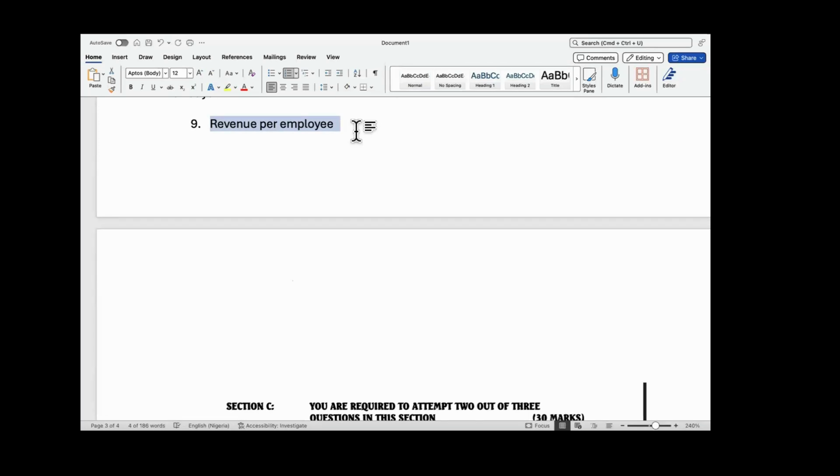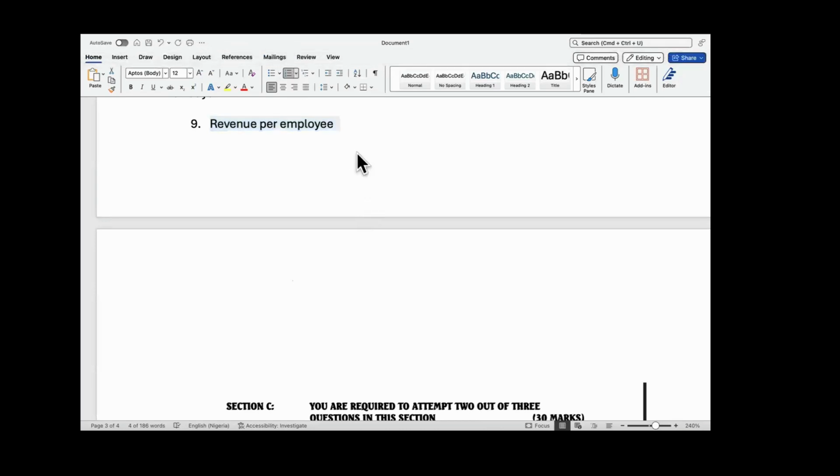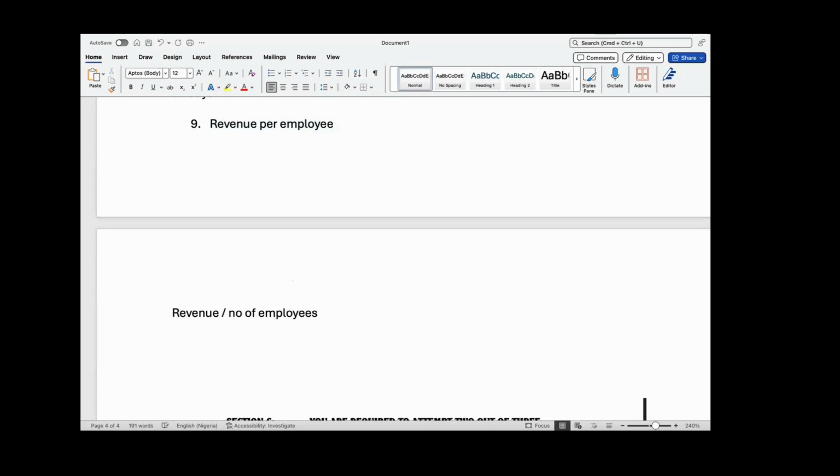I don't think there's anything serious there. It is revenue divided by number of employees. The revenue I make per employee is revenue divided by number of employees. Last time, I did not teach them this one. Nobody will teach you this one. Nobody is going to teach you, and you should not get it wrong because it's very straightforward.